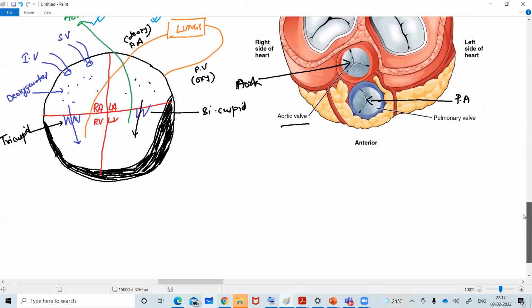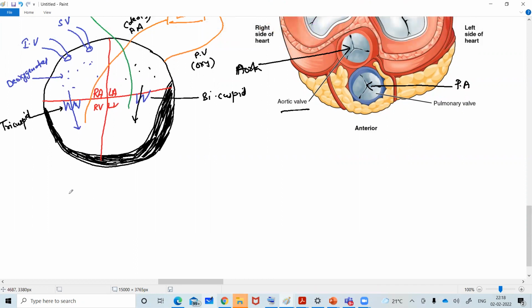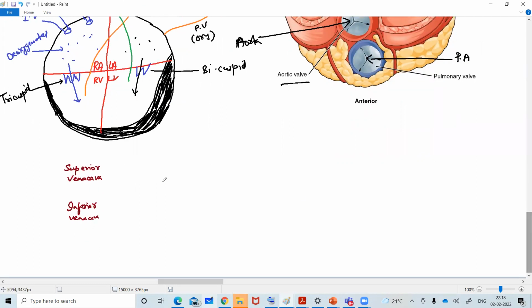So if I have to show the flow, how they are flowing, I can say like this: superior vena cava and inferior vena cava. Both are draining blood into the heart, right, into right auricle. From right auricle, blood goes to right ventricle, right? And there is a valve here. We'll write here tricuspid.